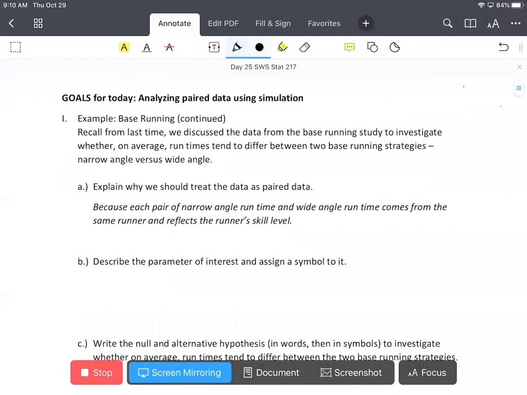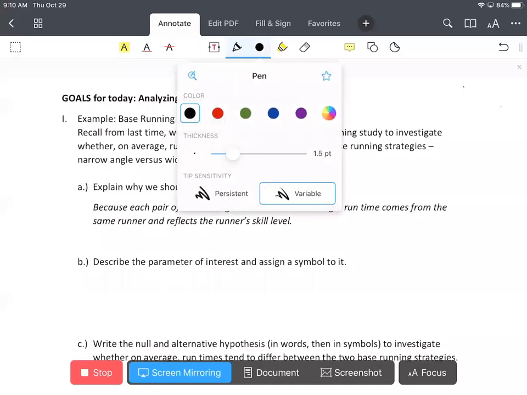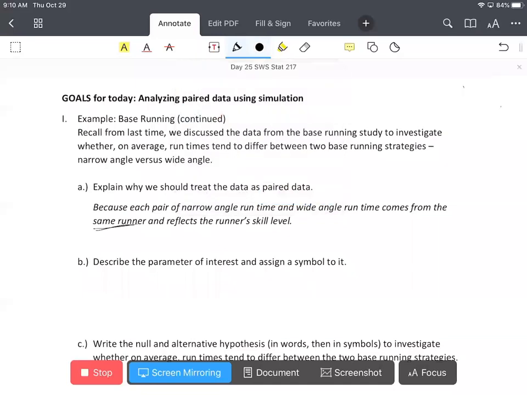So from last time, I just already typed this in. You may want to pause and write it down. Explain why we should treat the data as paired data. Well, because each pair of narrow angle runtime and wide angle runtime comes from the same runner and reflects that runner's skill. So it's from the same runner and it reflects the runner's skill level.